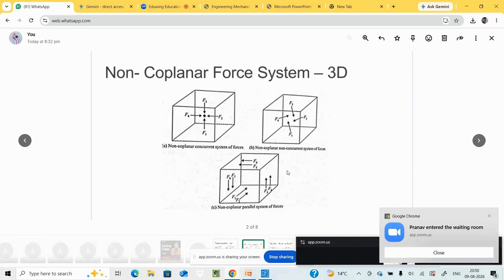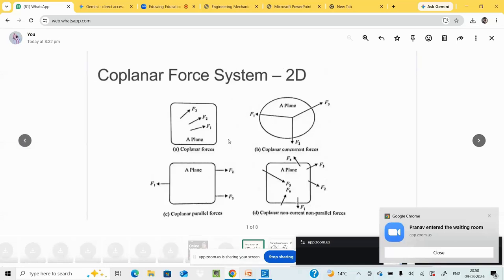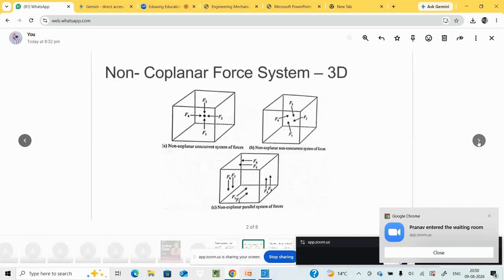Clear with this one now? Yeah, clear, sir. So we have seen the coplanar forces, in coplanar: concurrent, parallel and non-parallel, and similarly in non-coplanar forces: concurrent, non-concurrent and parallel. Clear with this one now?